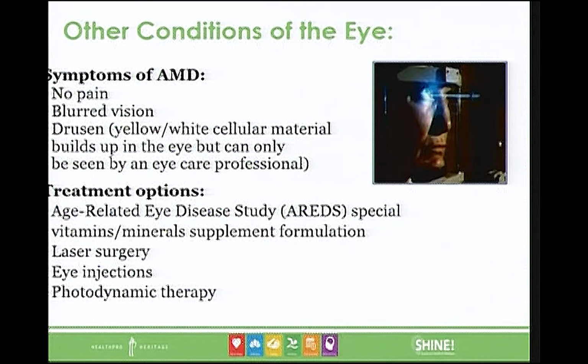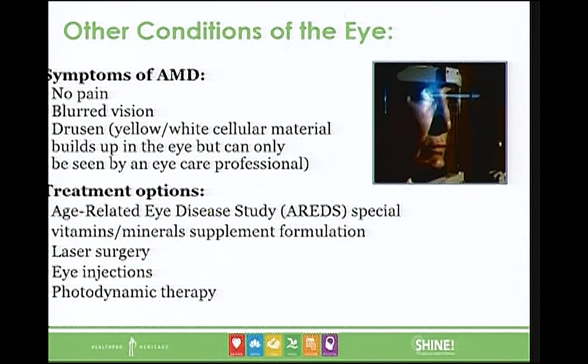Some symptoms of age-related macular degeneration. There's typically not pain, but you do have blurred vision, drusen, which is yellow-white cellular material that builds up in the eye, but that can only be seen by an eye care professional using equipment.